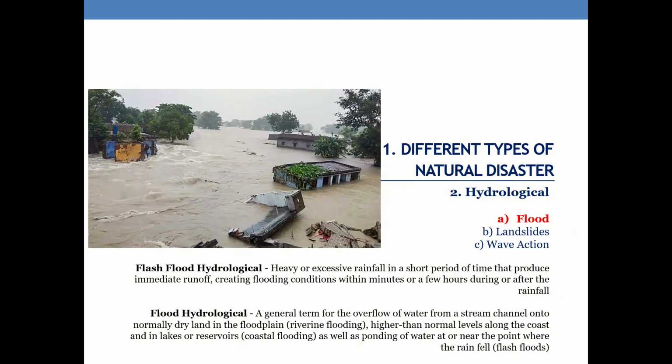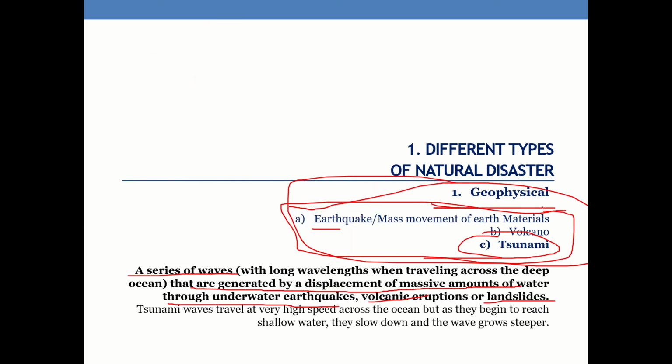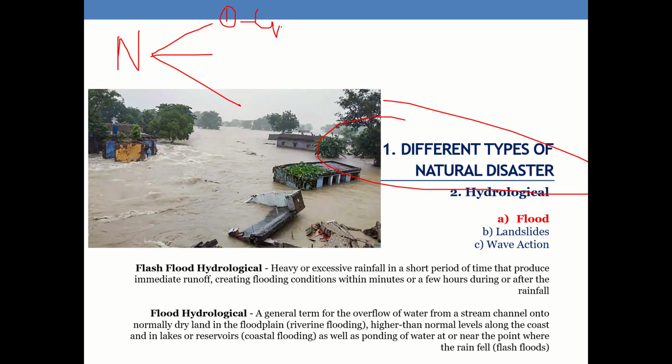That's one type. The second type is hydrological disaster. We are discussing all these disasters under natural disaster. Under natural disasters, we are discussing five components here. The first one we have seen, geophysical disaster. Now we are seeing hydrological disaster. Under hydrological disaster, there are three things that are primarily discussed.